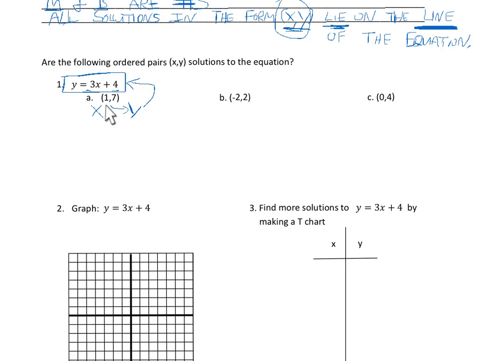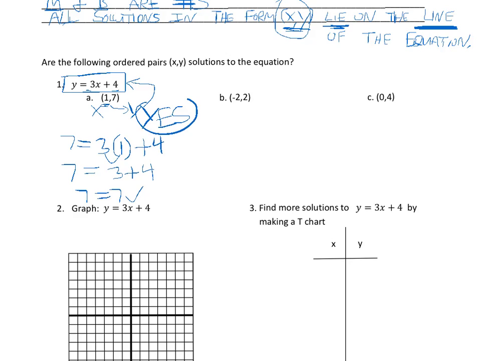So let's see here. This x, this 1, I'm going to plug right into here for this x. This 7, I'm going to plug right into here for this y. So when I do this, I'm going to have 7 equals 3 times x. We figured out x is the 1. So it's 3 times 1 plus 4. So on the right side, 3 times 1 is 3. And 3 plus 4 does give me 7. So since I get the same number on the left and the right side, I put a little check mark. The answer to this question is yes. This ordered pair (1, 7), when I graph it, is going to lie on the line that corresponds to this equation. Okay, let's check B and C.